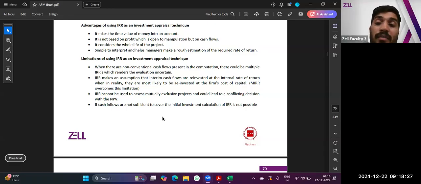IRR assumes that whatever returns you make in the very first year, you reinvest it at IRR. But technically speaking, every project makes a different amount of return. If you get the money in the first year, do you think the rate of return for the second year is also going to be the same?